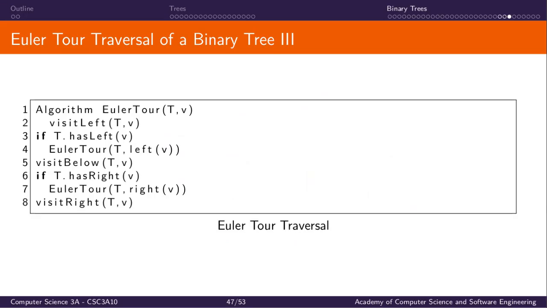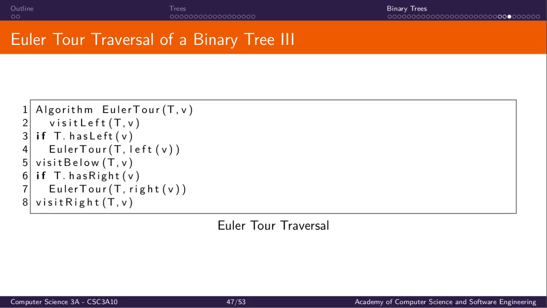So what would this look like in pseudocode? Well, Euler tour of this tree T starting at node V, which could be the root or could be some subtree rooted at V, but it is a tree regardless. We'll begin with a visit on the left of V.